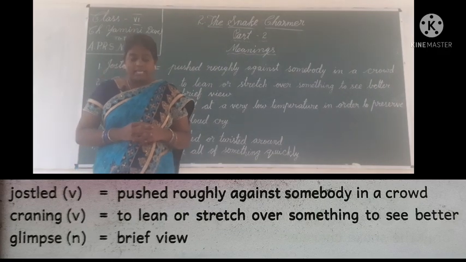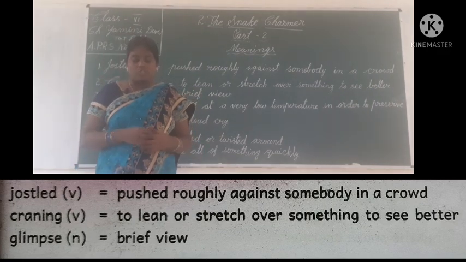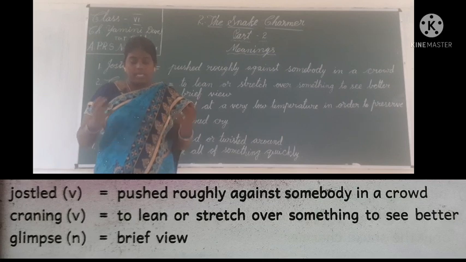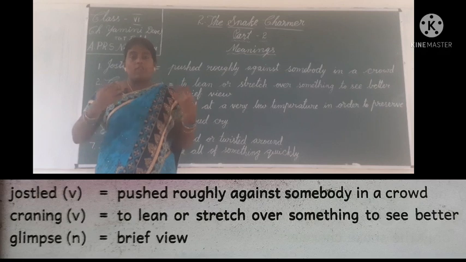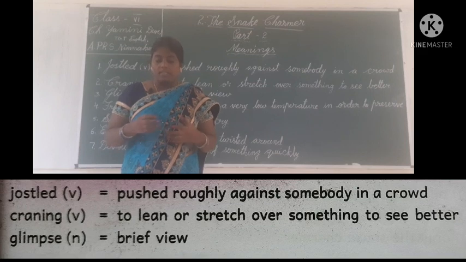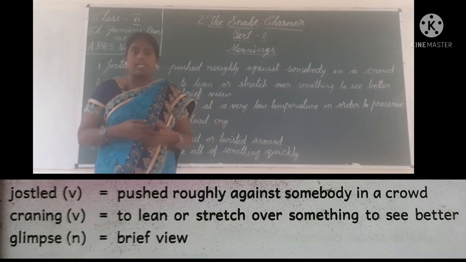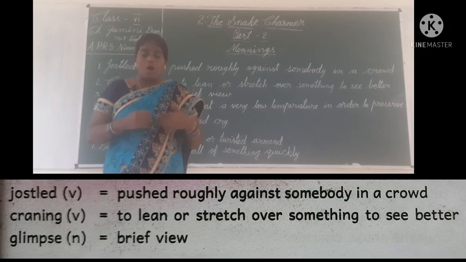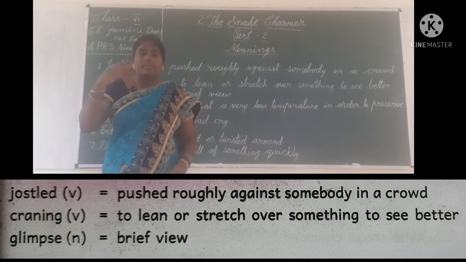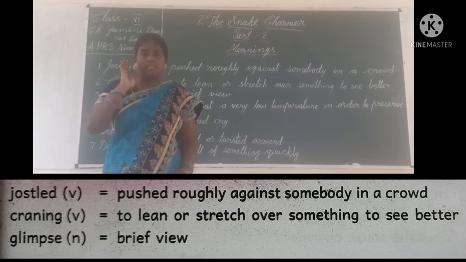Against one another, all craning their necks to catch a glimpse of the fierce and terrible dead dragon. So here already the snake charmer told that he had killed the dragon. Everyone thought it was dead, and they all were craning their necks. Here we got a new word, craning. All were craning their necks to catch a glimpse of the fierce and terrible dead dragon.